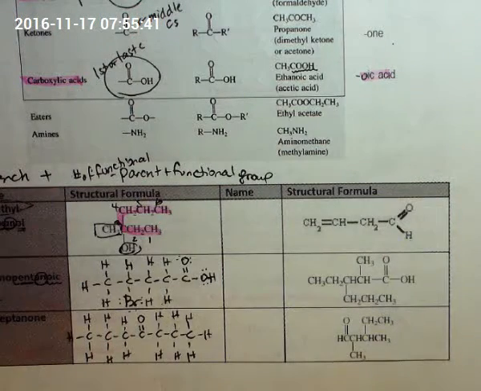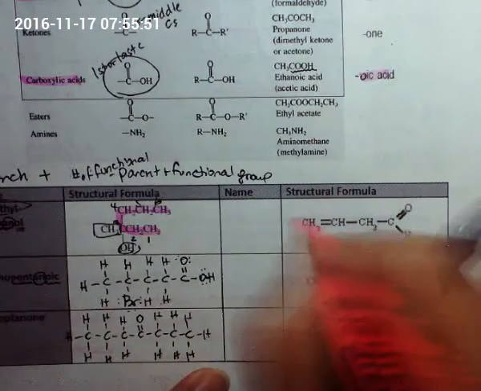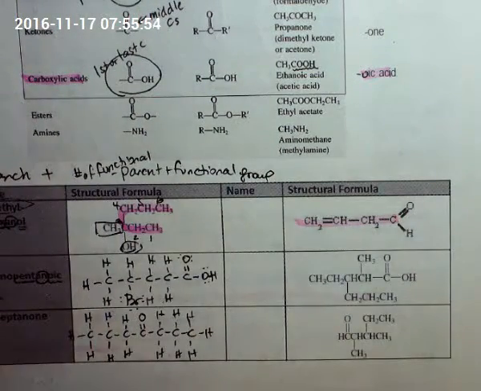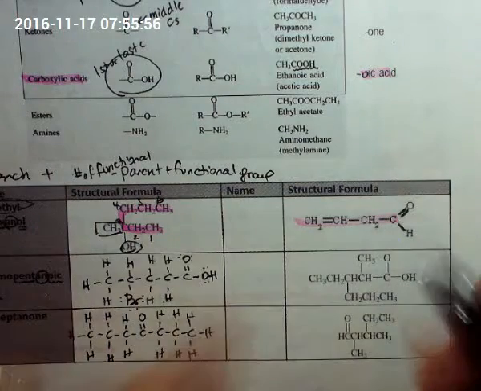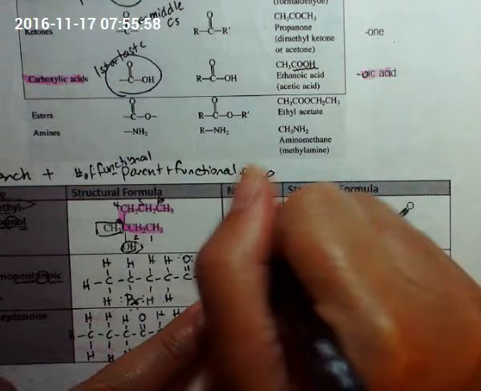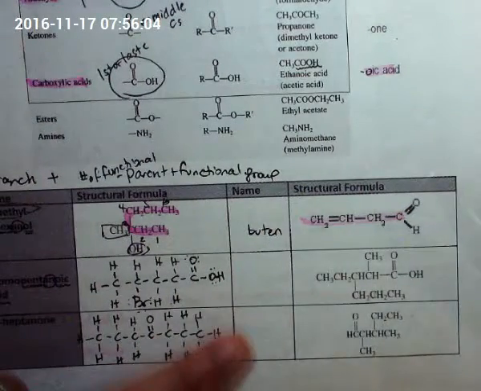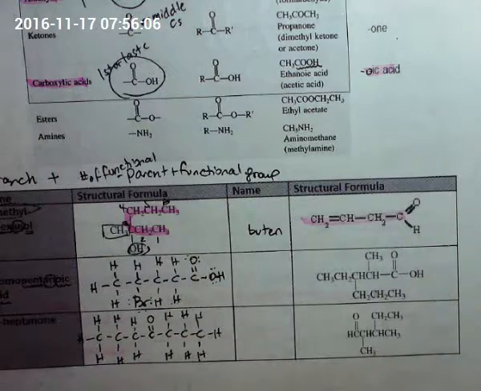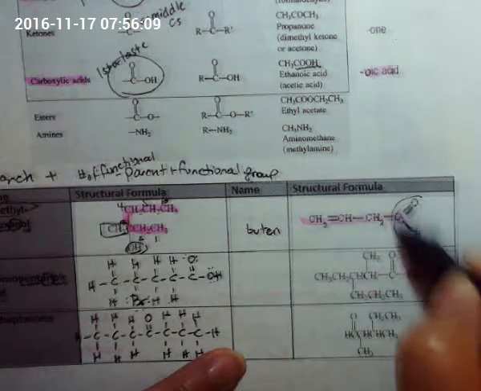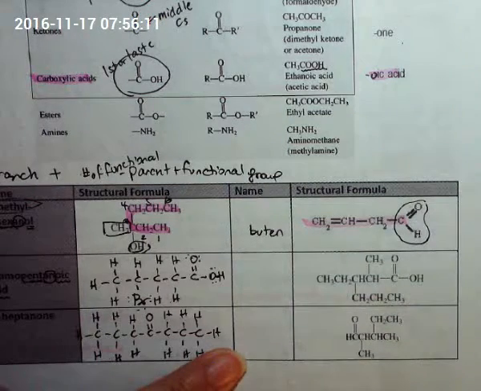What's the longest chain of carbons there? 4. What's the prefix for 4? But. Butene. All right, and then we have to name the functional group, right? What's the functional group here? Is it this piece right here? That's an aldehyde. Perfect. Just like formaldehyde, right? Formaldehyde has that kind of a structure on the end.